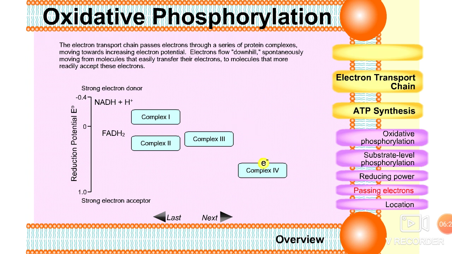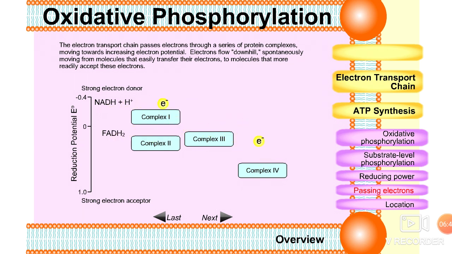For example, NADH plus enters the electron transport chain. Now it is going to donate electrons to complex 1, from complex 1 to complex 3 and complex 3 to complex 4. If FADH2 enters the electron transport chain, it is going to donate electrons to complex 2, and from complex 2 to complex 3 and complex 3 to complex 4.